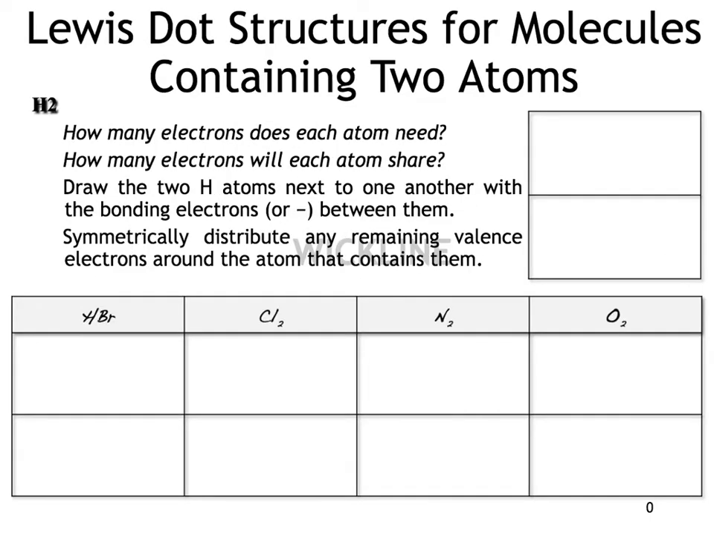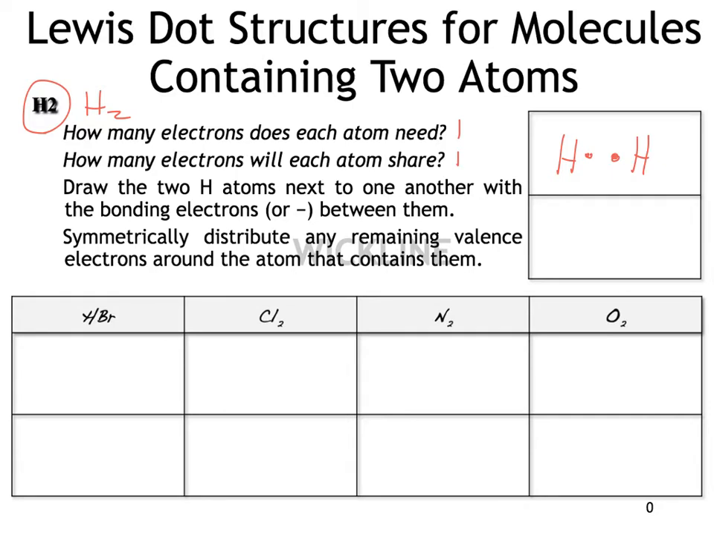So this is going to be based on the molecule H2 right here. It should really look more like this. And my question is, how many electrons does each atom need? So for hydrogen, hydrogen needs to gain 1 electron, and that's also the answer for how many electrons each atom will share. So I just suggest drawing the 2 hydrogen atoms next to one another, and they each are going to put their bonding electrons between them, and this is what is going to result in a covalent bond.